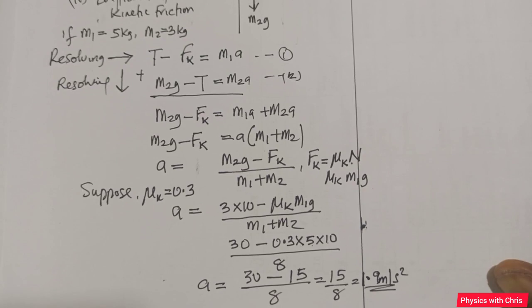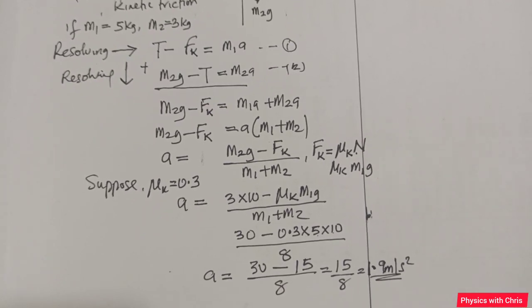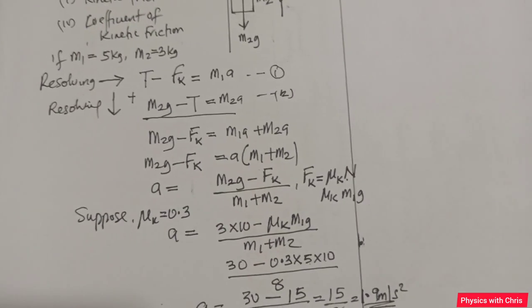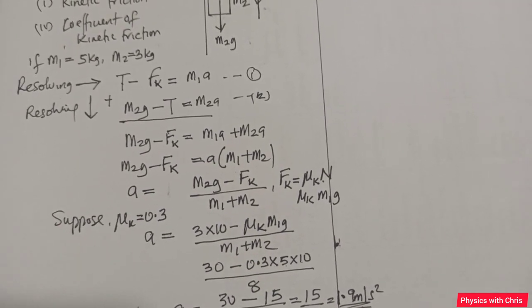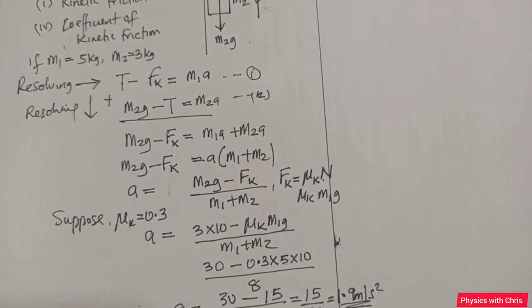So with this acceleration, the two blocks move. Block M1 moves horizontally with this acceleration, and block M2 moves vertically with the same acceleration. Okay, I want to write down the expression for the coefficient of static frictional force. Or suppose I'm also asked to find the tension in the string.